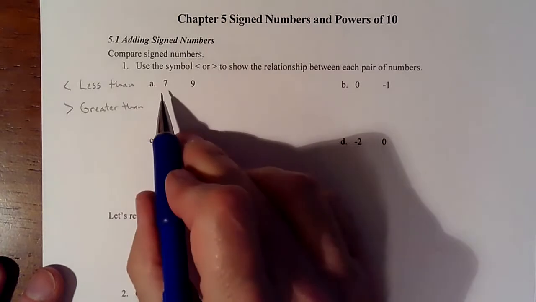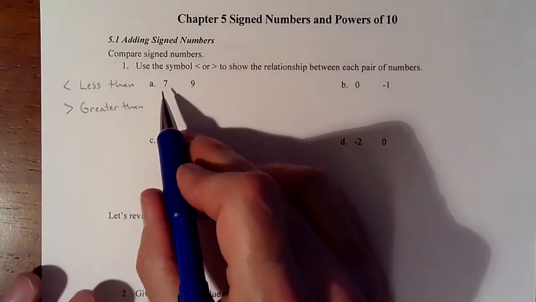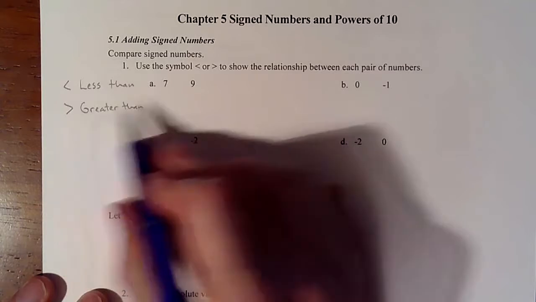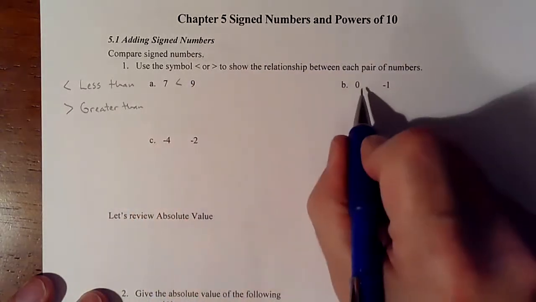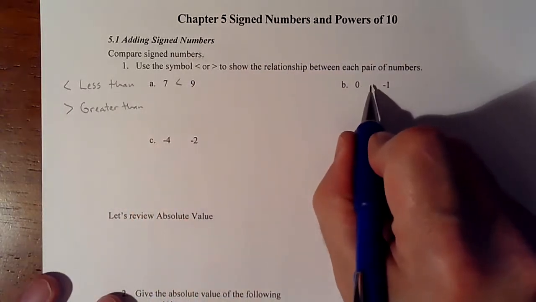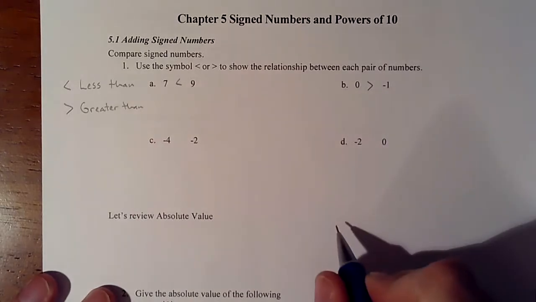Basically you're just asking a question and filling in an appropriate symbol. Is 7 less than or greater than 9? And it is less than. Is 0 less than or greater than -1? 0 is greater than -1.